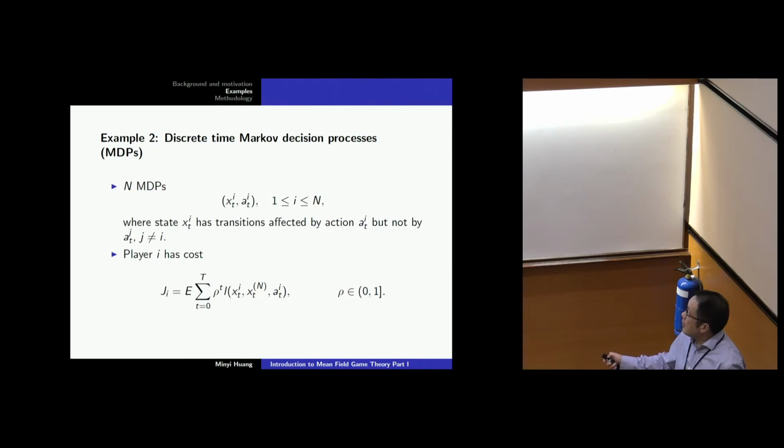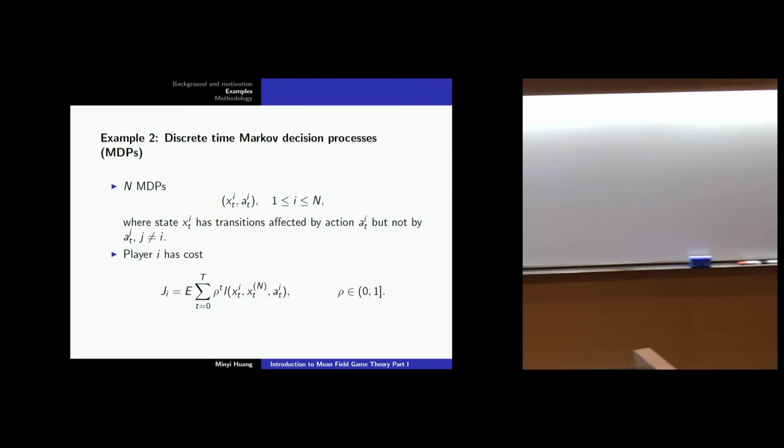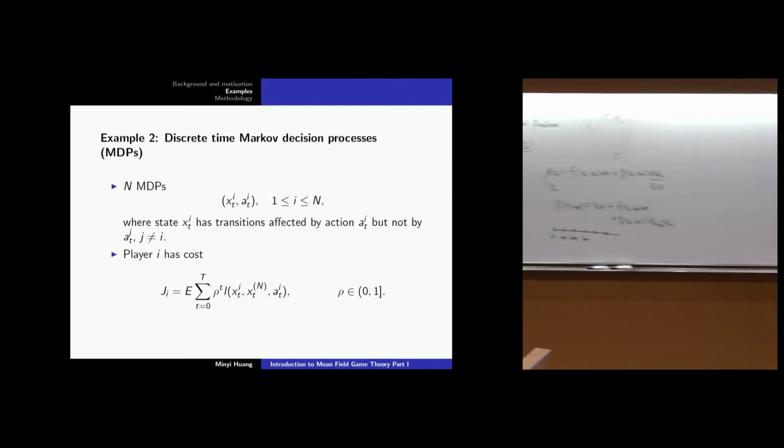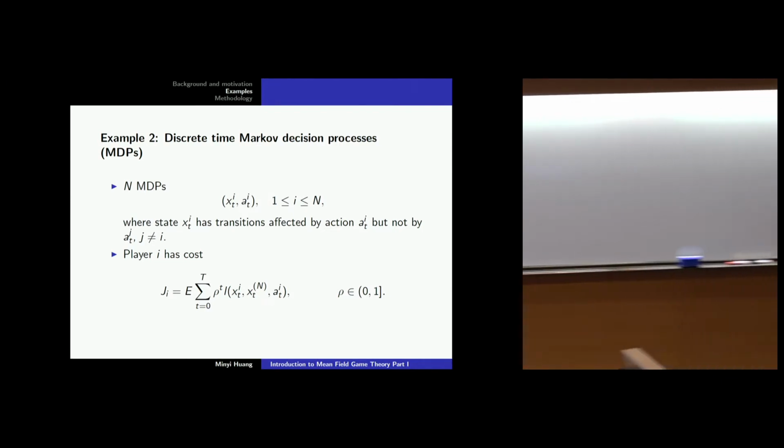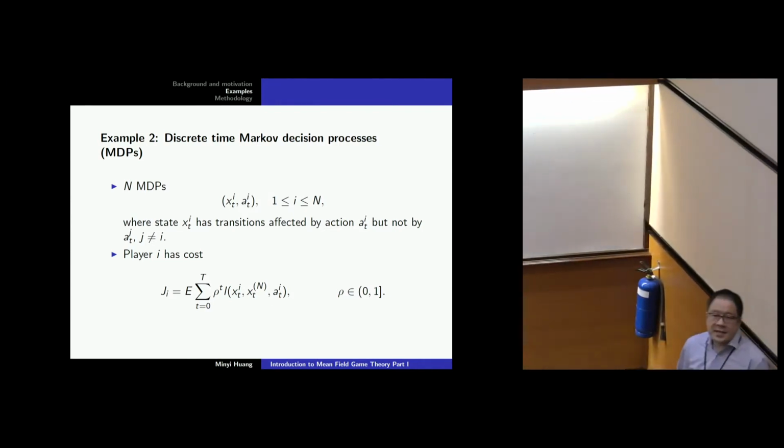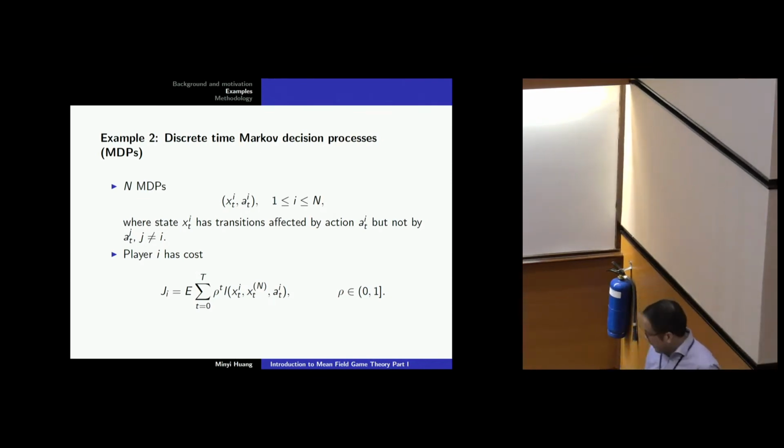So here we introduce the discount factor, and the L is for the one stage cost. It depends on your own state, the average state across the population, and your own action. Actually, in the literature, this can be called a stochastic game, as initially introduced by Shapley.